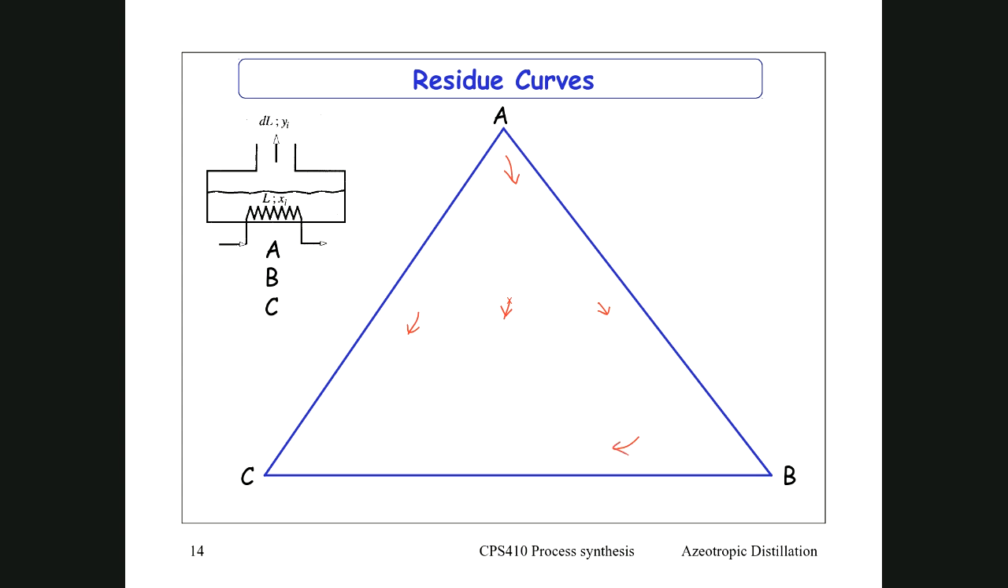Now let's look at a binary mixture. If we've got A and C only in that liquid, it's clearly going to move away from A. So if you've got a composition over here, it's going to be moving towards C. If you've got a binary mixture of A and B, it will move away from A and towards B. If you've got a binary mixture of B and C, B is more volatile than C, so the residue will tend towards C.